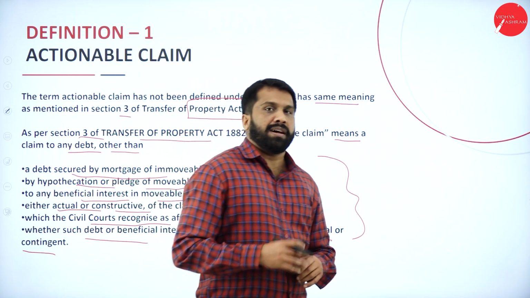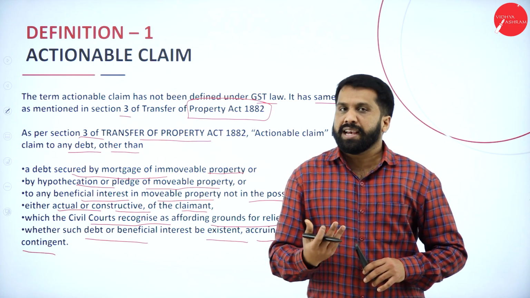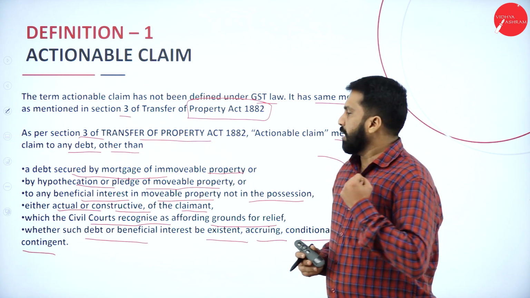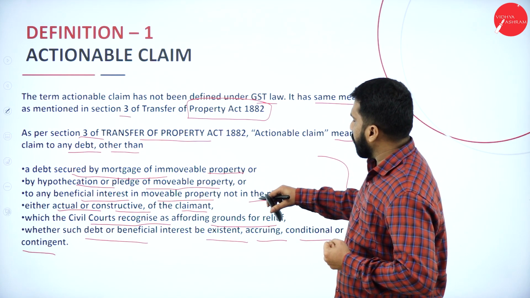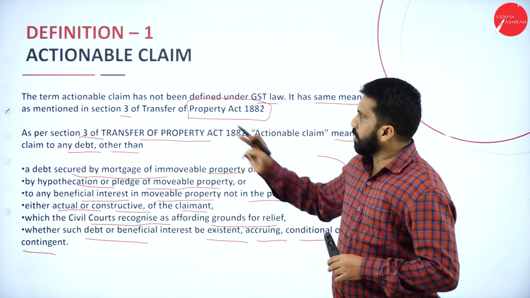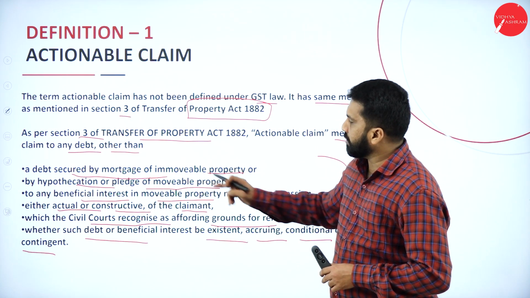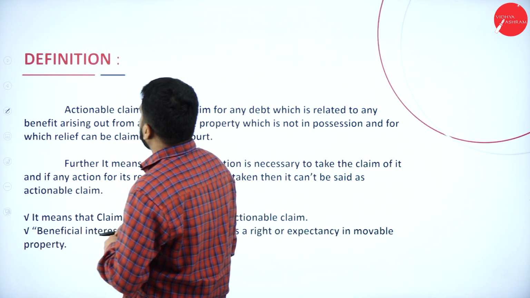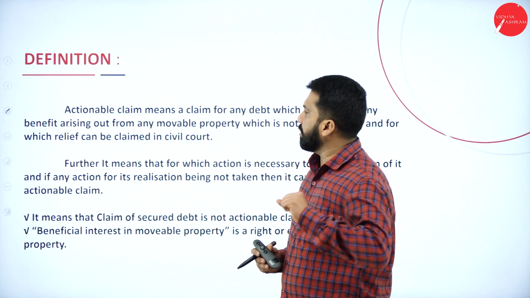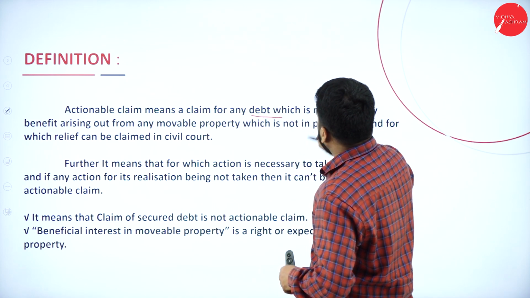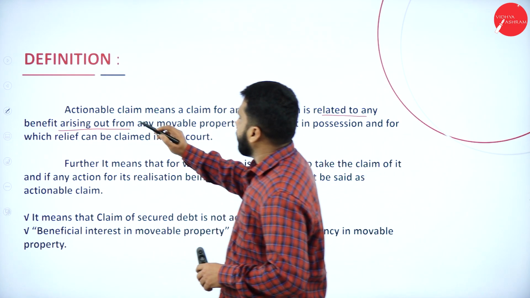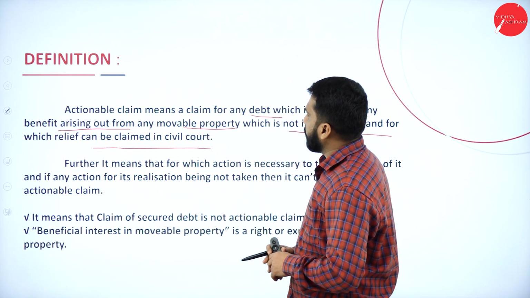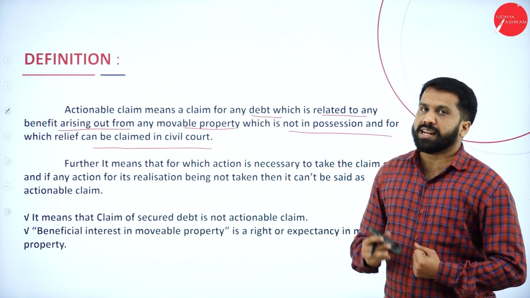Now, what is an actionable claim? Actionable claim excludes any claim on immovable property, hypothecation or pledge of movable property, and any beneficial interest in movable property not in possession; all of these come under non-actionable claims. If these things are fulfilled, we never call it an actionable claim. Next, the definition: an actionable claim means a claim for any debt or any beneficial interest arising out of movable property which is not in possession, and for which relief can be claimed in civil court. So if it is not in possession, we will not call it an actionable claim.